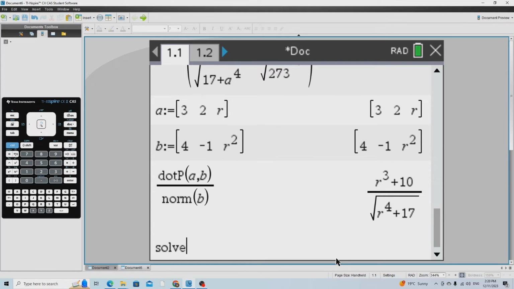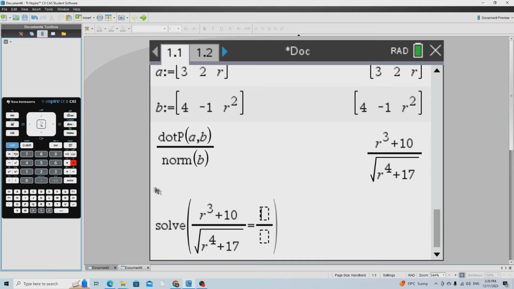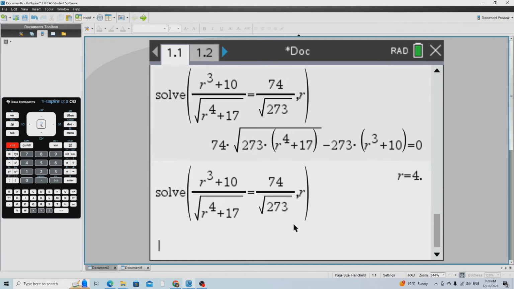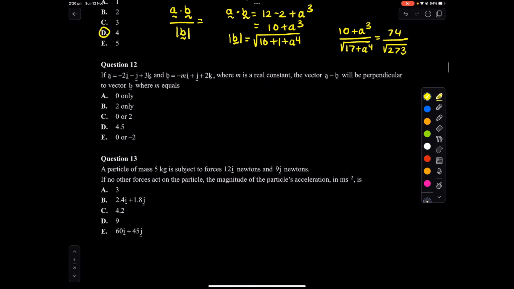And we just want to solve that over here, which should be equal to 74 over square root of 273, comma R. Enter, and it gives you R equals 4. So yeah, you can also do that in your CAS very quickly. So let's move on to question 12.